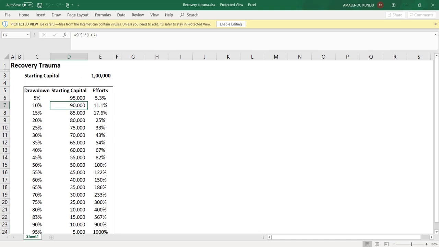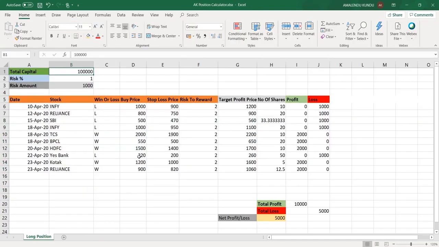So here is the list you can look at, right? If you make 30% loss, 70,000 is your capital now. So you need to make 43% profit. If you lost 50%, you need to make 100% profit to bring the capital back to the original one. Okay, so you can see that the more you lose, the more you need to run for profit to bring the capital back to the original one. Forget about the profit.